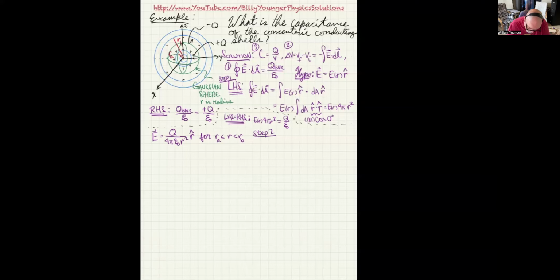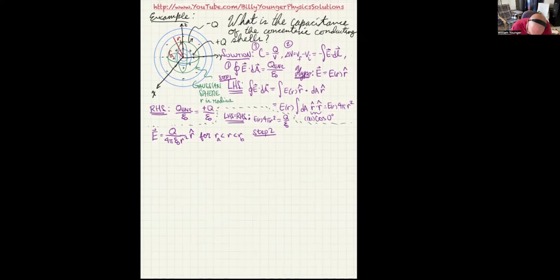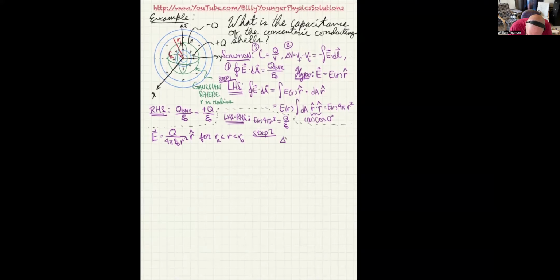With step two, I'm going to say delta V equals the negative integral of E dot dl. What I'm going to do is actually integrate from RB to RA. The reason I'm doing that is because the inner sphere is going to be the positively charged one, and that would normally be connected to the positive side of the power supply if you were charging it up. Therefore, if I go final minus initial, the voltage in the final will be larger than the voltage in the initial, so the delta V will come out to be positive, which is what I'd like to put under the Q in C equals Q over V.